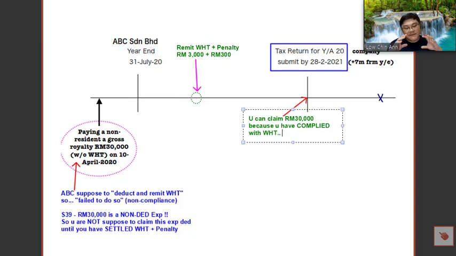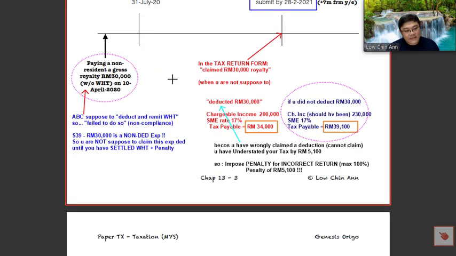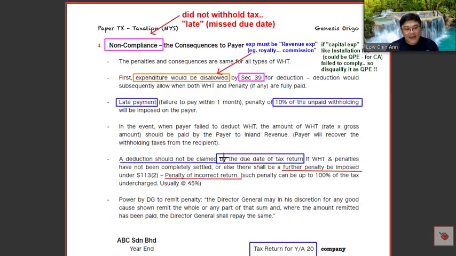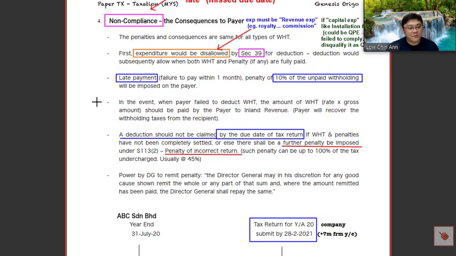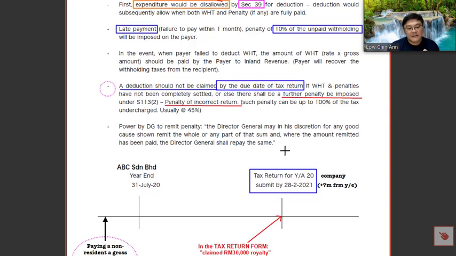Okay, but at least after you look at that, then you understand. So now at least I know what's the right thing to do. You know what to advise the client. You understand? So this is what happens when you don't comply, and that is why in my notes I put here that for the deduction that should not have been claimed by the due date, if you have not settled all the withholding tax and penalty, and you go and claim, you're going to get a further penalty for incorrect return.